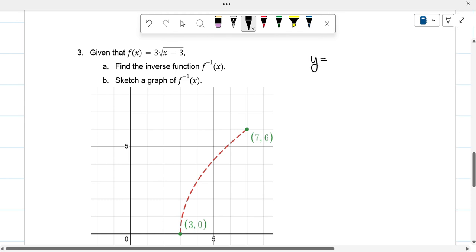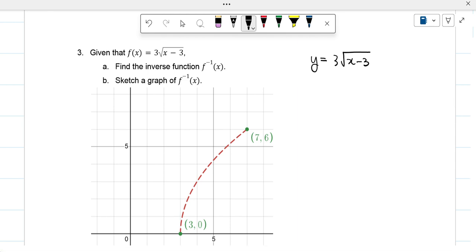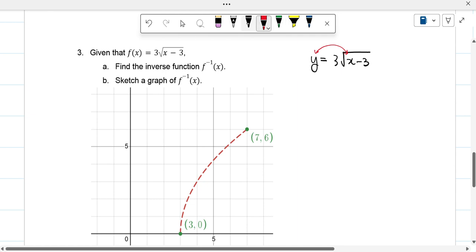If we rewrite the function with y equals 3 times square root of x minus 3, we do the swapping of x and y. Remember the swapping of x and y? So I'm going to switch x and y positions and say that x is equal to 3 times square root of y minus 3.